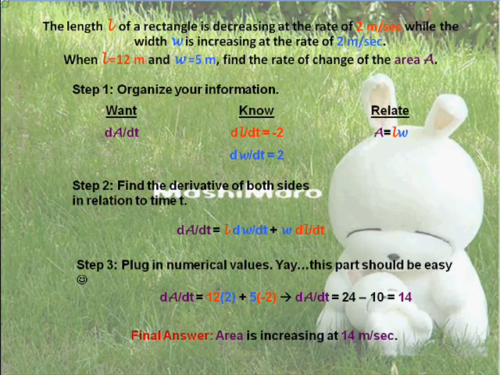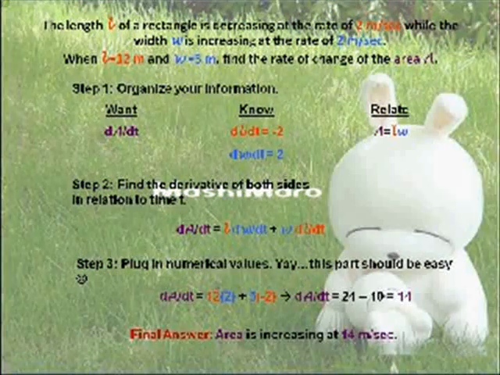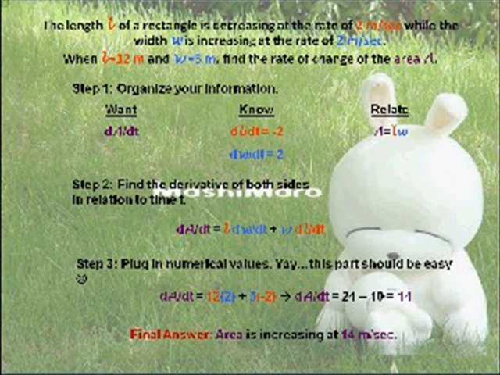Step 3, you just plug in the numbers. You already had a chart with organized information, so you just plug the info in. This should be easy. So doing all this, you get the answer to be 14. That gives you your final answer: the area is increasing at 14 square meters per second.